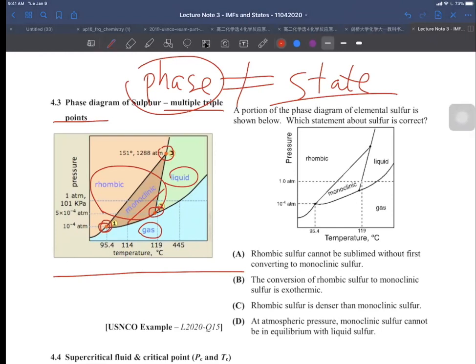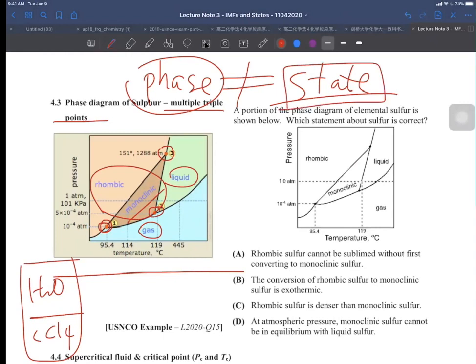For example, if you add water to carbon tetrachloride, because these two liquids are immiscible, they will have two different layers. So if we analyze the number of states, we should say one state because they are both liquid. But if you analyze the number of phases, they are called two phases because the top part is not the same as the second part. So this is the difference between the phase and the states, okay?